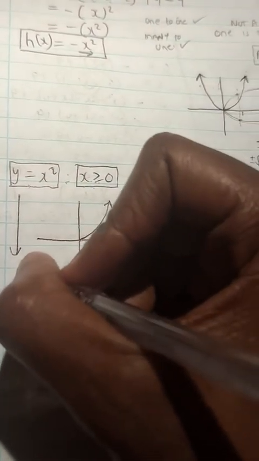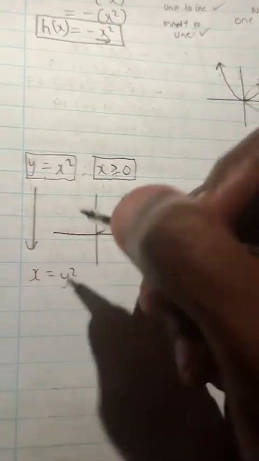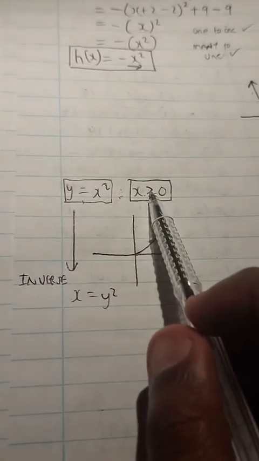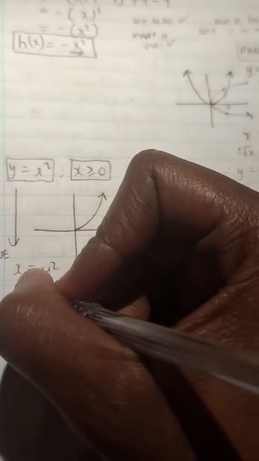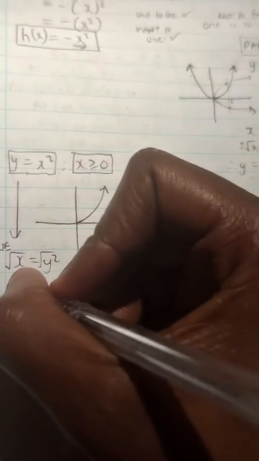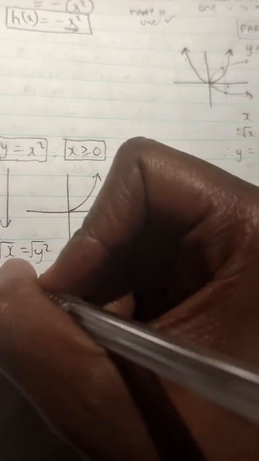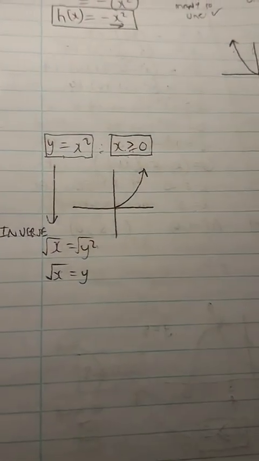Now, I take the same function, x is equal to y squared. I swap to get the inverse. Now I'm on my way to getting the inverse of the function with this restricted domain. X is equal to y squared, of course. Then what do I do? I take the square root on both sides, of course. Then I get y is equal to the square root of x, right?